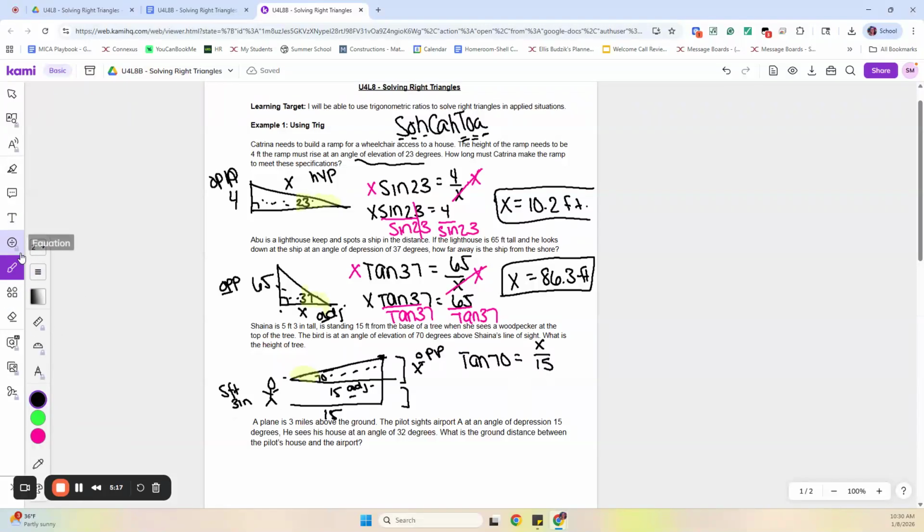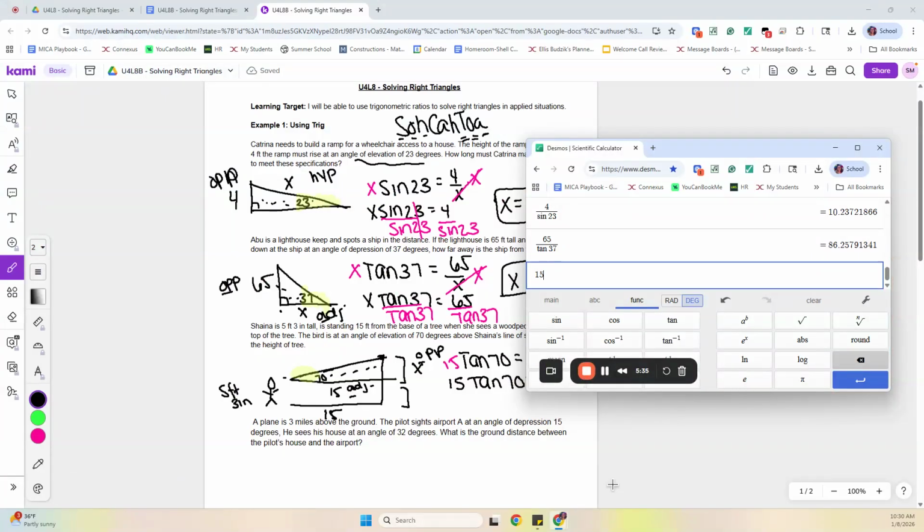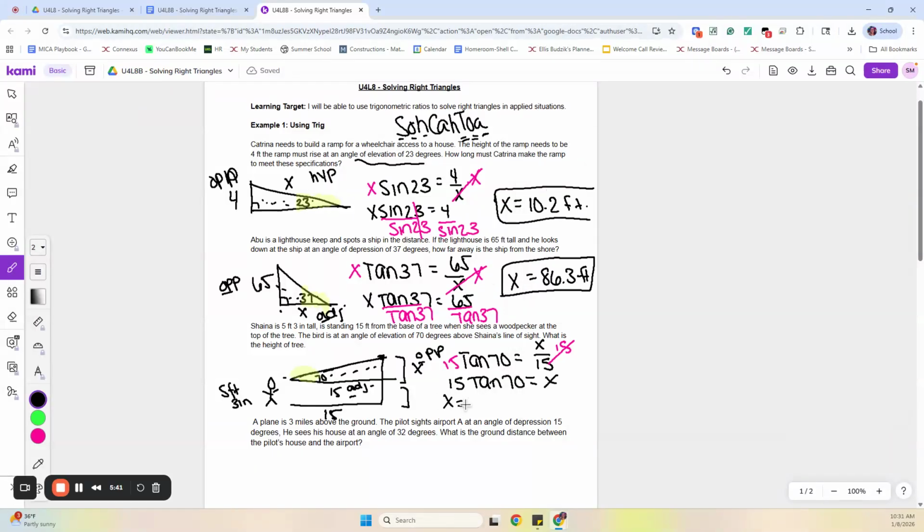So we're going to multiply by 15 here. Multiply by my denominator. So then we get 15 tan 70 equals x. Punch that into my calculator. So 15 tan 70, we get 41.2. So our x is 41.2 feet.